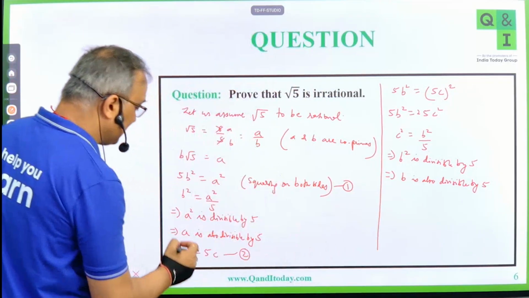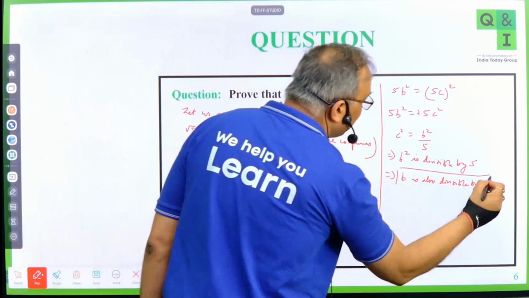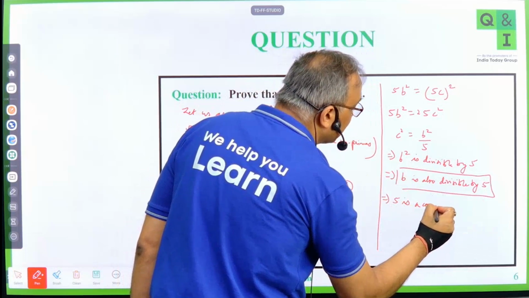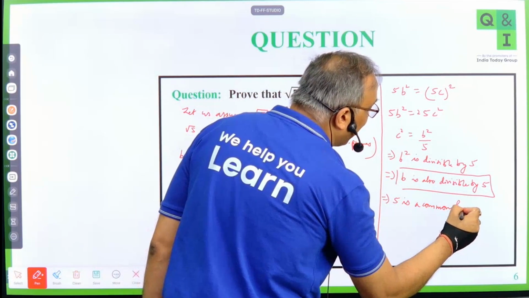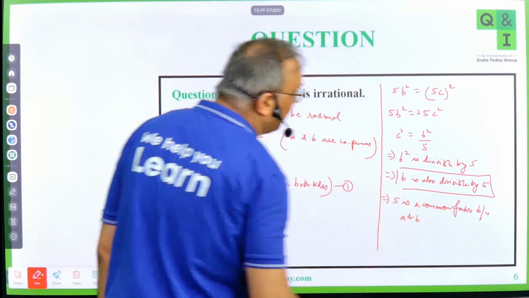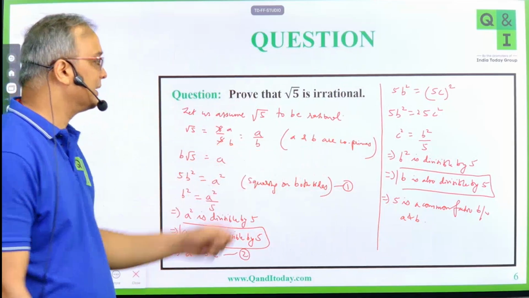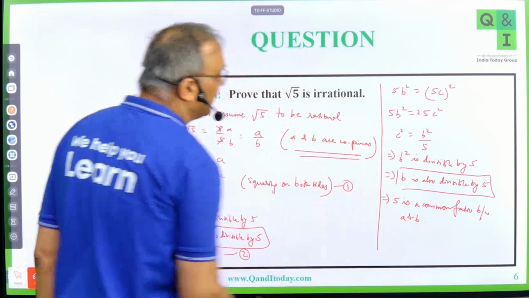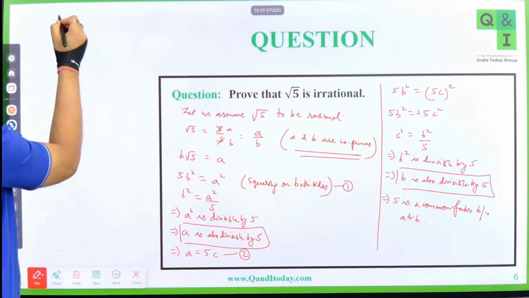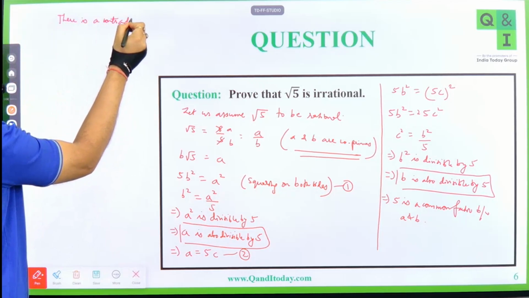Now b is also divisible by 5, right? So since a is divisible by 5 and b is also divisible by 5, this means 5 is a common factor between a and b. But what did we assume here, that a and b are co-primes, right? So here we have a contradiction.